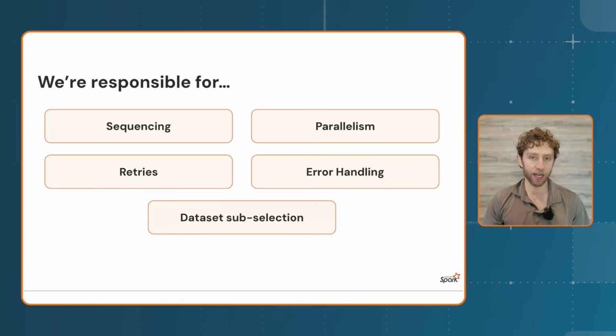But it might not fail if we try it again. So ideally, we wouldn't get woken up in the middle of the night to fix our pipeline if an automatic retry would have let it proceed.